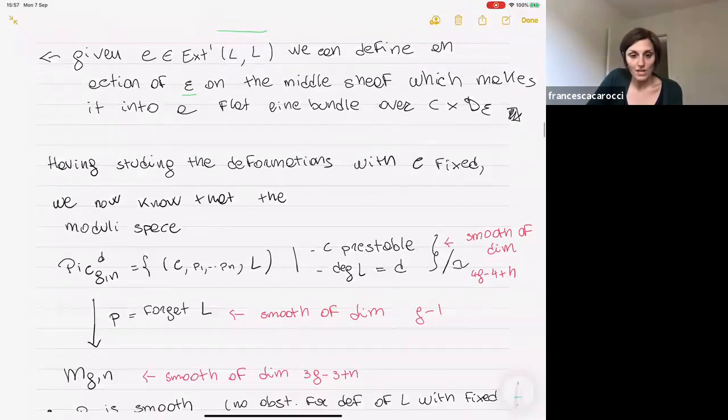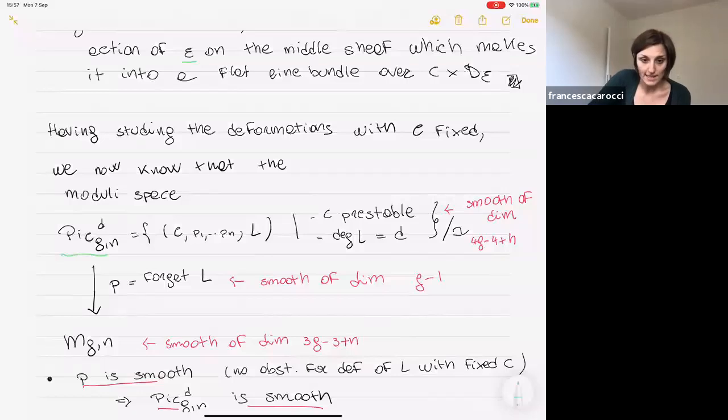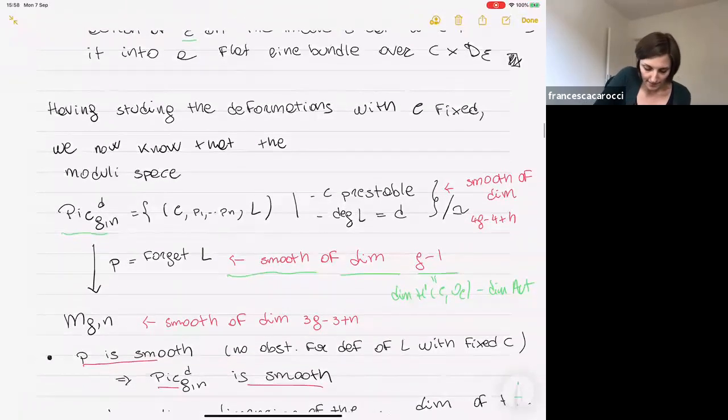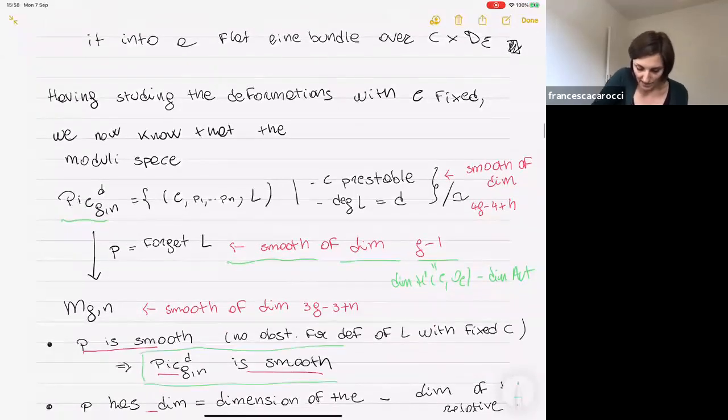And again, having studied deformations, we can now describe the Picard stack, which is the stack that parameterizes the curve together with the line bundle. And having studied deformation with a fixed curve is telling us something about the forgetful map which targets the pre-stable curves. It's telling us that this map is smooth of dimension g-1, which is the dimension of H1 of the structure sheaf minus the dimension of the automorphisms. And so we have that this Picard stack itself is smooth, and its dimension is just given by the dimension of the base plus the dimension of the fiber.